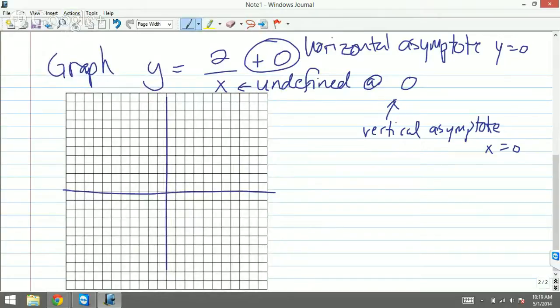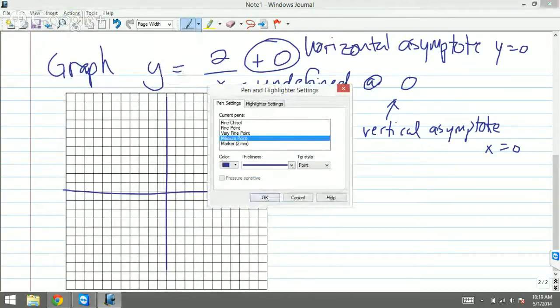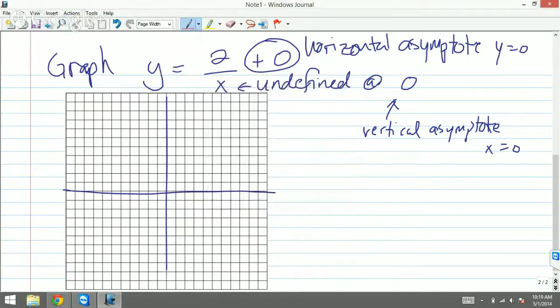Okay, so let me change my pen color. My horizontal asymptote is at 0. My vertical asymptote is at 0. Right? The question is, where does the rest of it go?